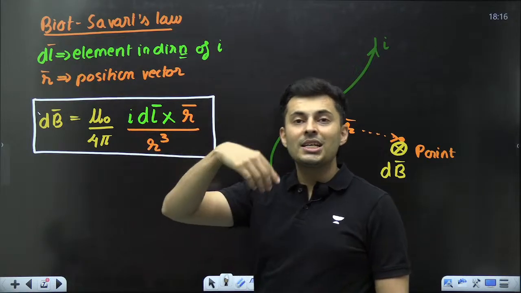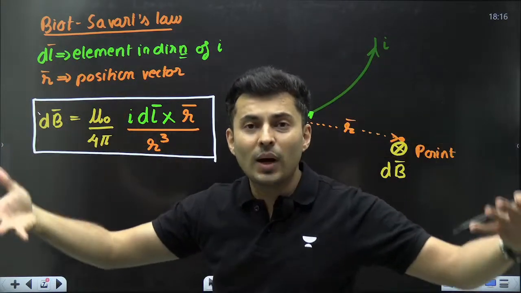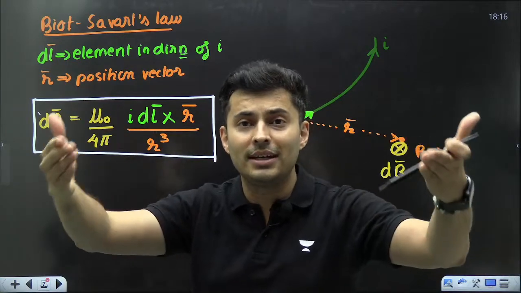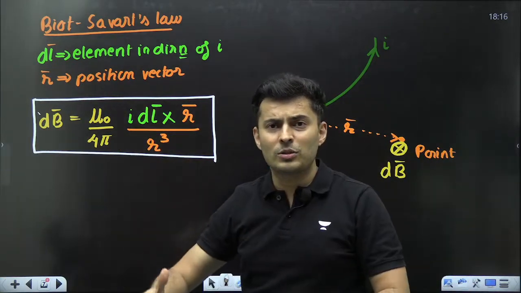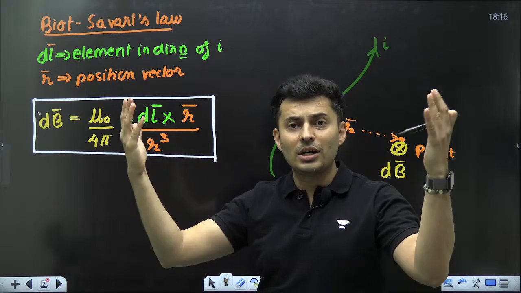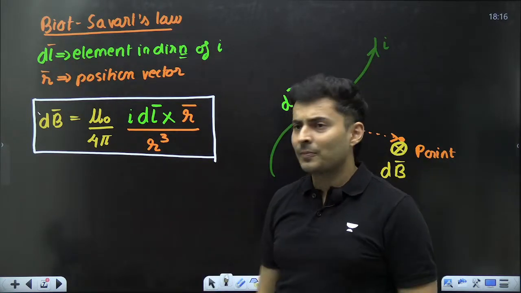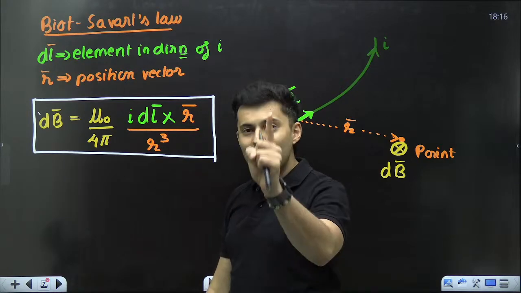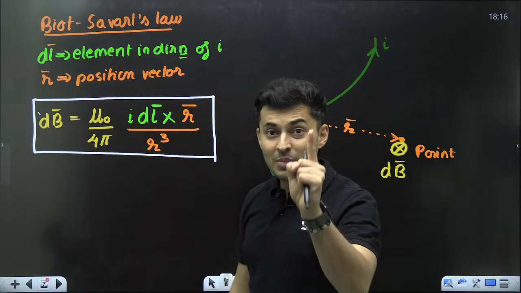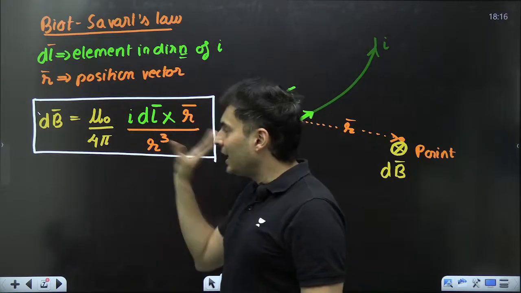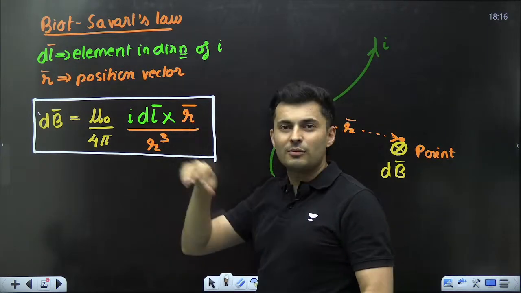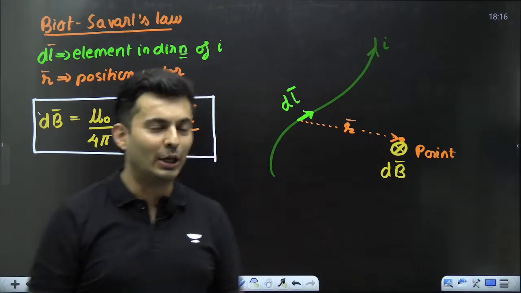Inverse square means that the field is inversely proportional to the square of the distance. As you go far away, the field reduces, inversely proportional to the square of the distance. So although there is r cube, be careful that one of the r gets cancelled from the top. Right now it is not cancelling, but when you simplify it, definitely it will.